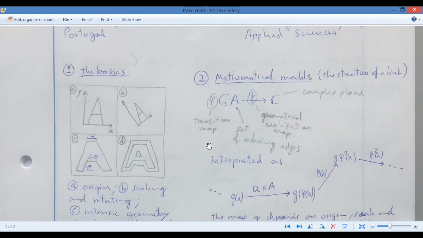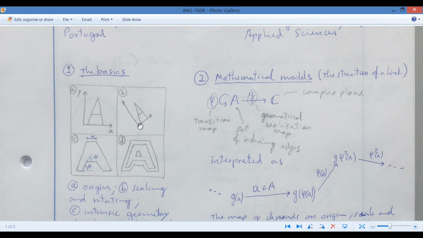Let me start with the basics. Let us talk about planar figures or planar geometry. We have an origin, we have scaling and rotation. In order to fix a figure, we should settle an origin, and then we can rotate and scale. However, our observation in tackling the problem of conformal cooling channels is that we can move out from the extrinsic geometry to an intrinsic geometry.